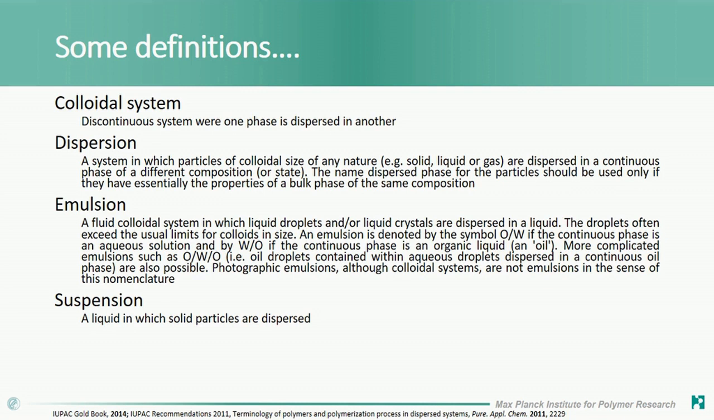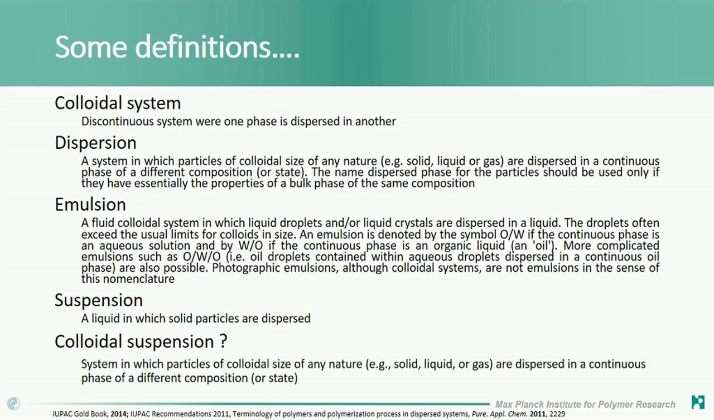A dispersion is any two phases that are dispersed in one another. And an emulsion is a liquid in another liquid. So we don't have an emulsion of nanoparticles. We have a suspension of nanoparticles, which is a solid dispersed in a liquid. However, a colloidal suspension is not solid particles that are of colloidal size. It's just that any colloidal system could be referred to as a colloidal suspension.